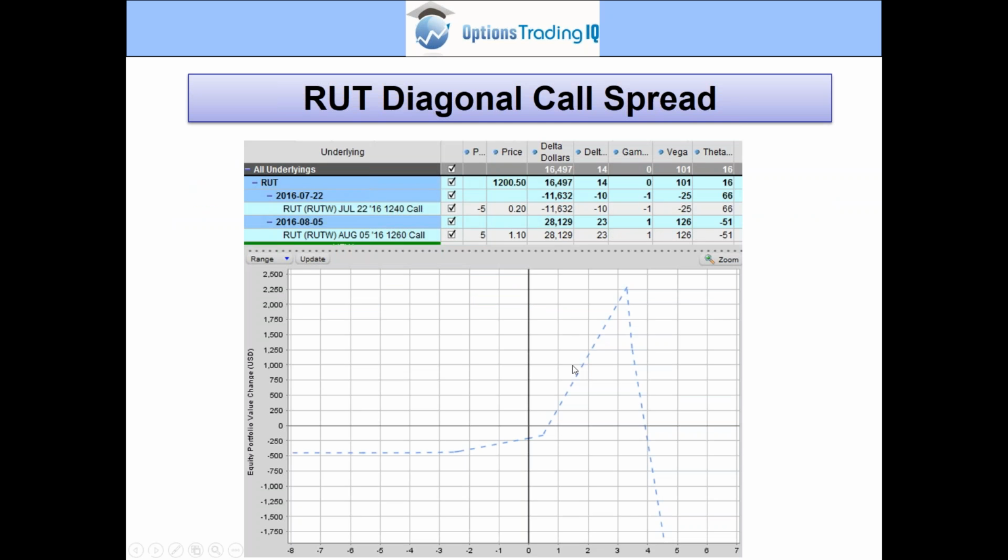And then a little bit further on in time, I think we ended up making a little bit more money on it, maybe about 200 bucks or so, you see from the graph there. So that was what it was like when we closed it out. Again, that front week option has lost a lot of value. It's only worth 20 cents. And the back week option has held a little bit of value. So the spread's now worth about 90 cents or so.